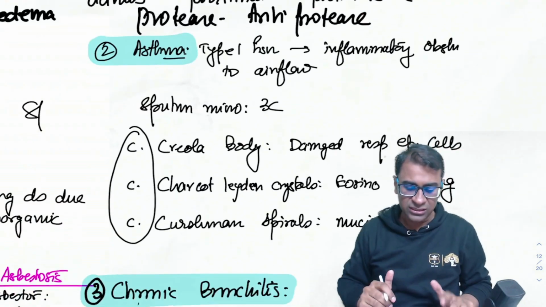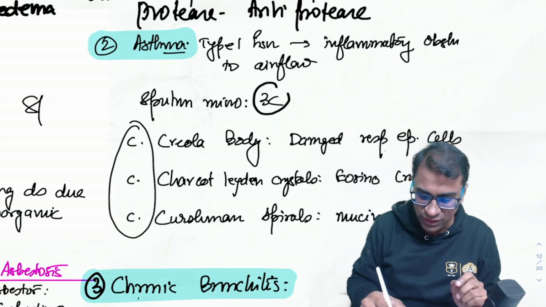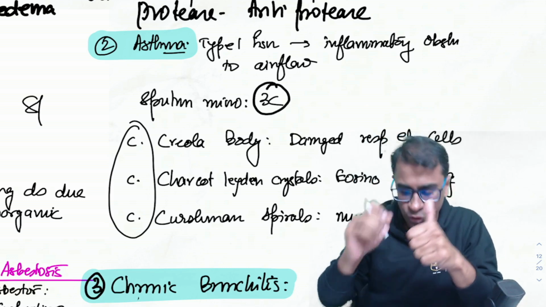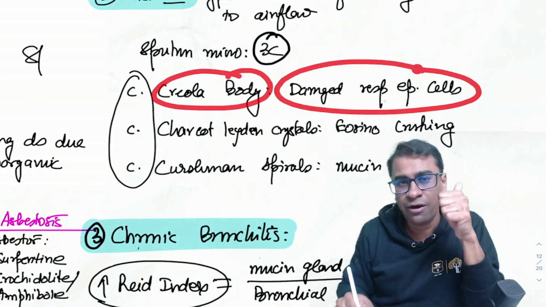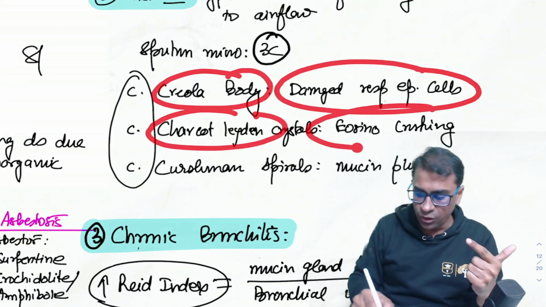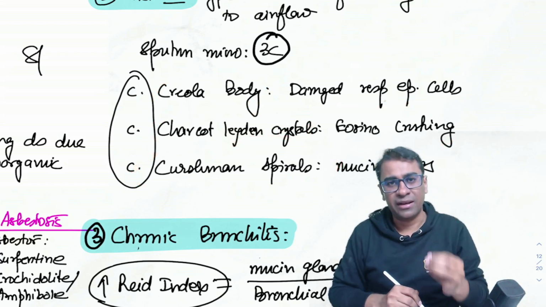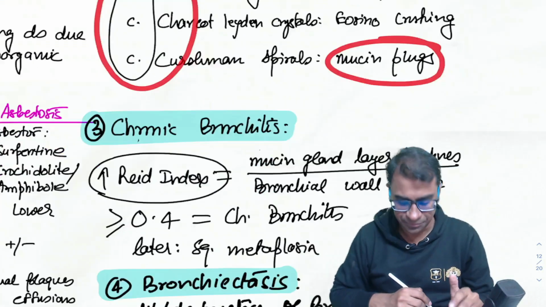Next is asthma. Type 1 hypersensitivity reaction shows 3 Cs. The first C is Creola bodies, damaged respiratory cells. The second C is Charcot-Leyden crystals, due to eosinophil crushing. And the third C is Curschmann spirals, which are mucin plugs. So the 3 Cs are seen in asthma.